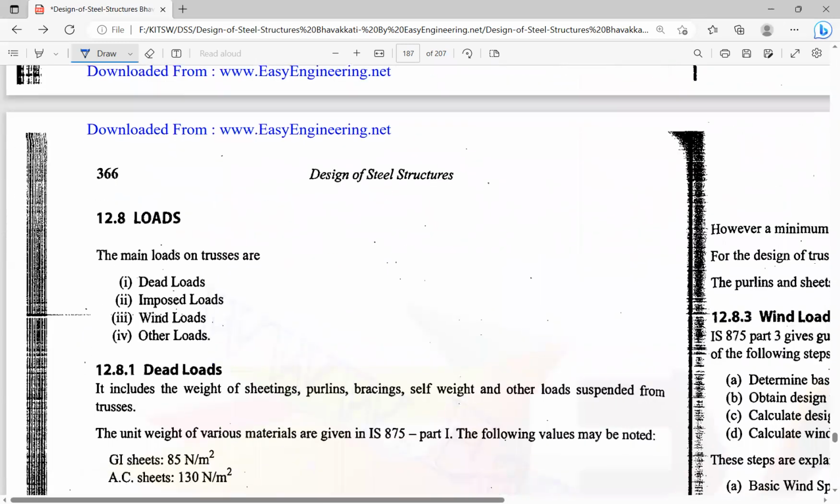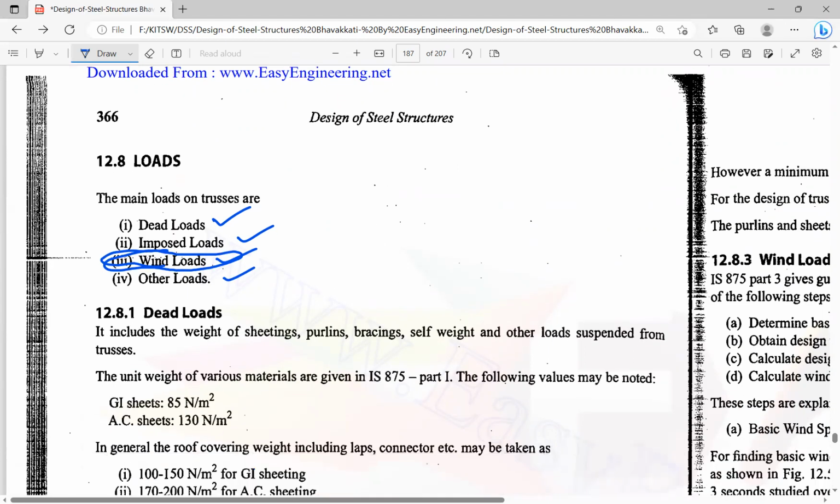So the loads: first dead load, imposed load, wind load, other loads. Here dead load and live loads are common as in the case of RCC, but the very important aspect here is that we have to consider wind load. Wind load calculation is very important here. So that is very important, right? Now we'll see dead load and live load. Dead load is according to IS 875 part 1. So these are the IS code provisions we'll use for the design.